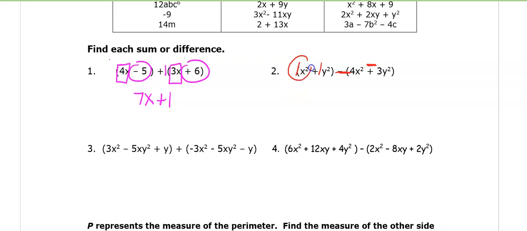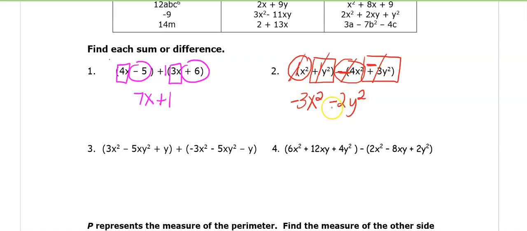Who has the same last name as +1? -4. Who has the same last name as this +1? -3. You're just going to combine the shapes. 1 minus 4 is -3x squared. 1 minus 3 is -2y squared. So you don't do anything with the exponents on the variables, you just look at the coefficients.